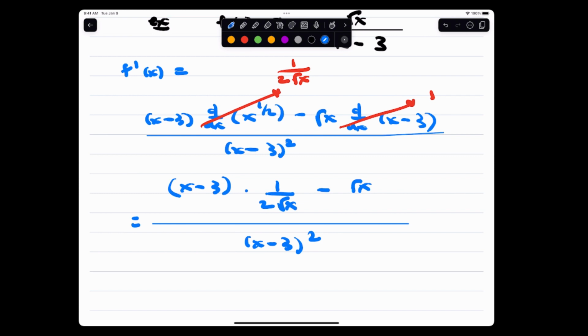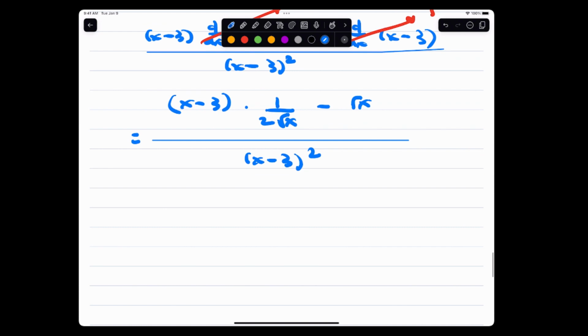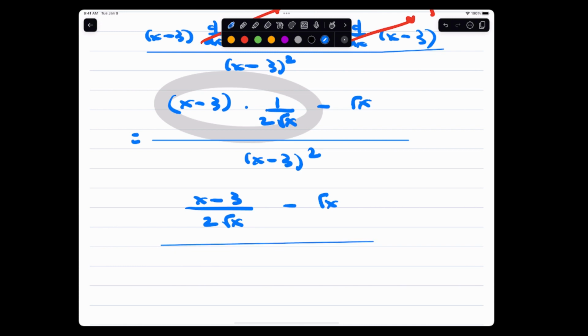And now what might happen is people say, well, what do I do with this, right? Well, the simplification with algebra, take your whole number and multiply it with your fraction. So you're really getting the following: x minus 3 over 2 square root of x minus square root of x over x minus 3 squared. Okay, so far so good.